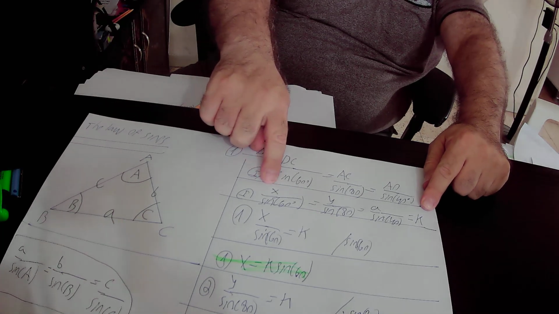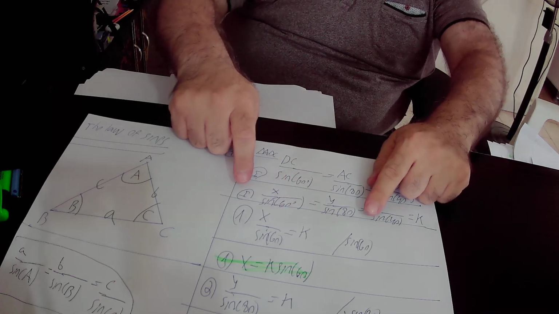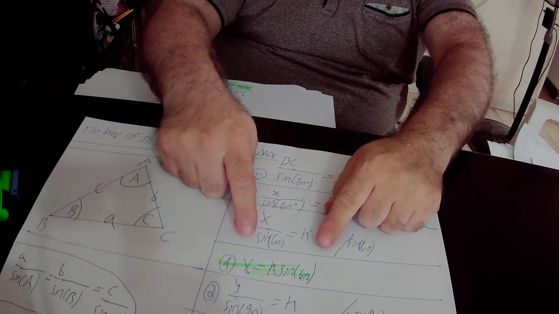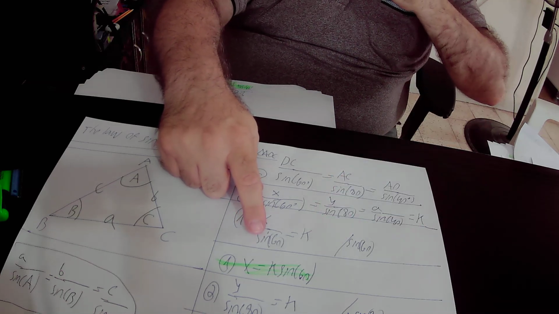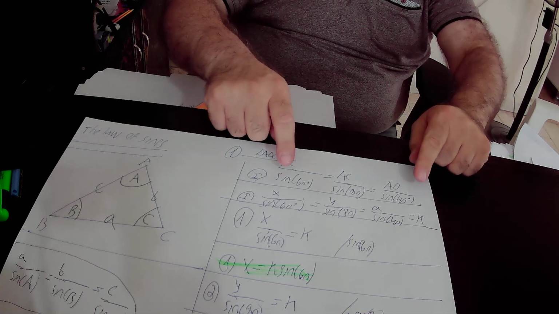Those two expressions are equal to each other. That is to say, X over sine 60 degrees equals K. We multiplied this equation number 1 by sine 60 degrees, and found out that X equals K times sine 60 degrees. Then we derive the second equation from this long equation.